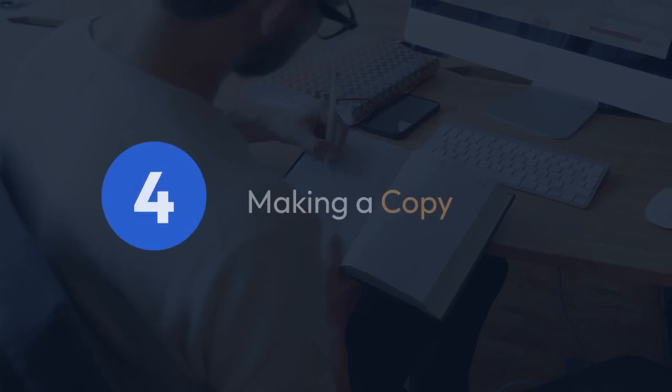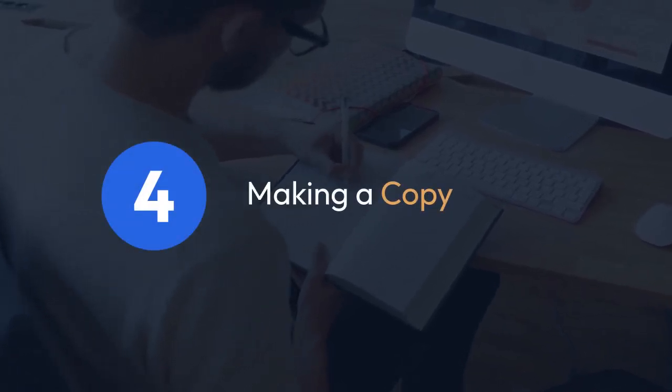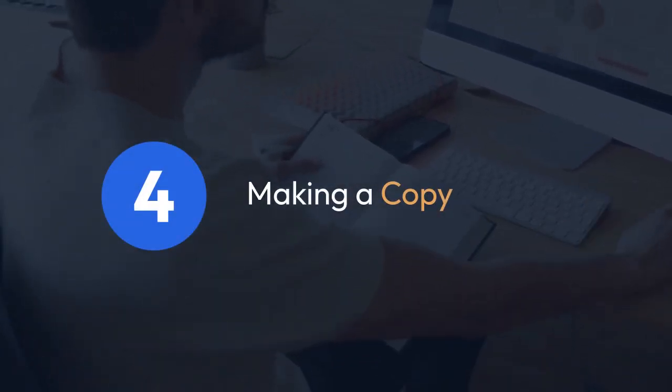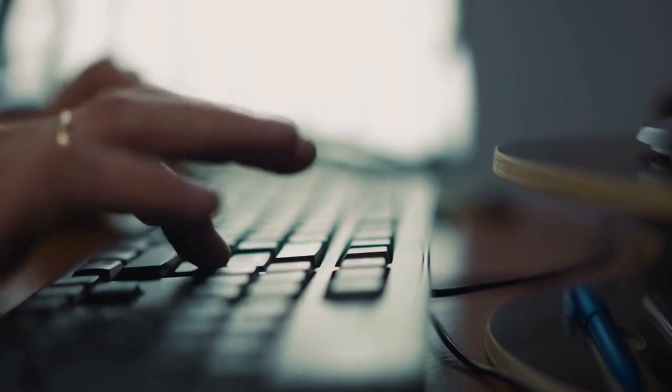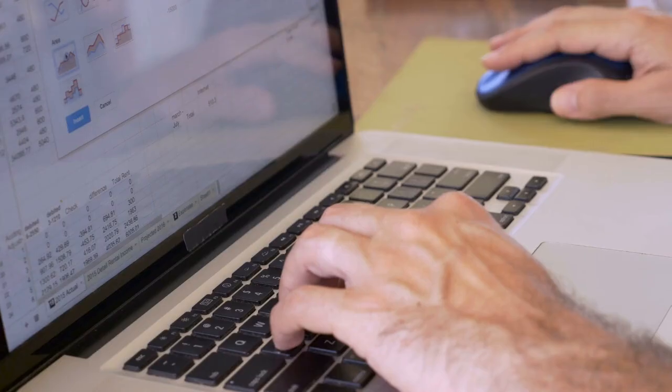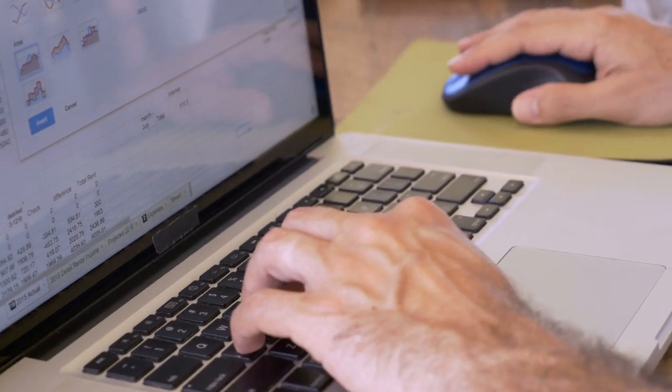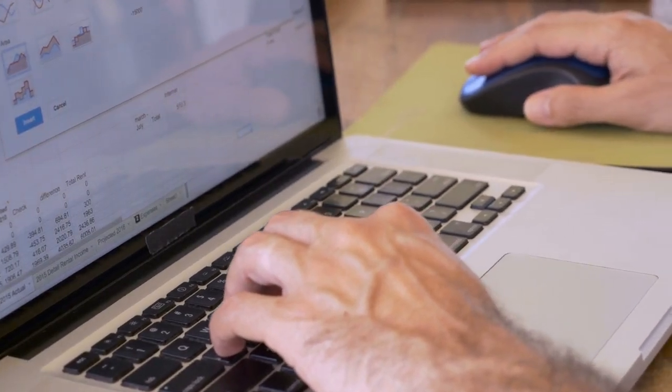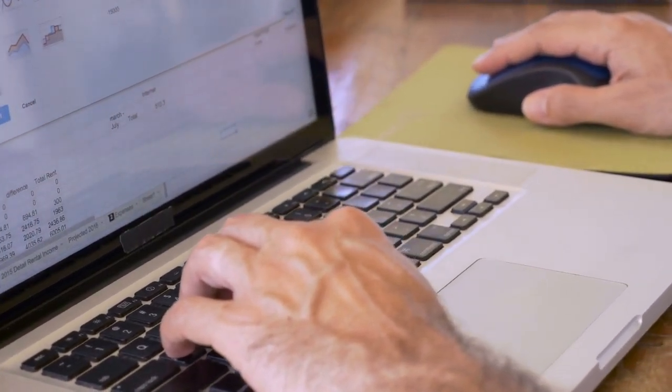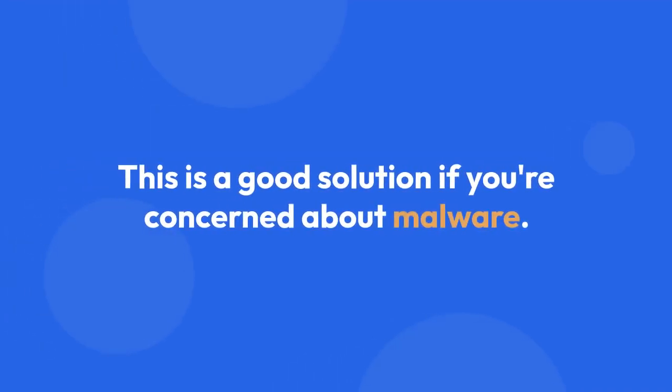improperly. 4. Making a copy. If all else fails and you don't need to preserve the original protected file, you can always make a copy of your Excel file. Open the copy and try unprotecting it. If it's password protected, the copy might not carry over that protection. This is a good solution if you're concerned about malware.